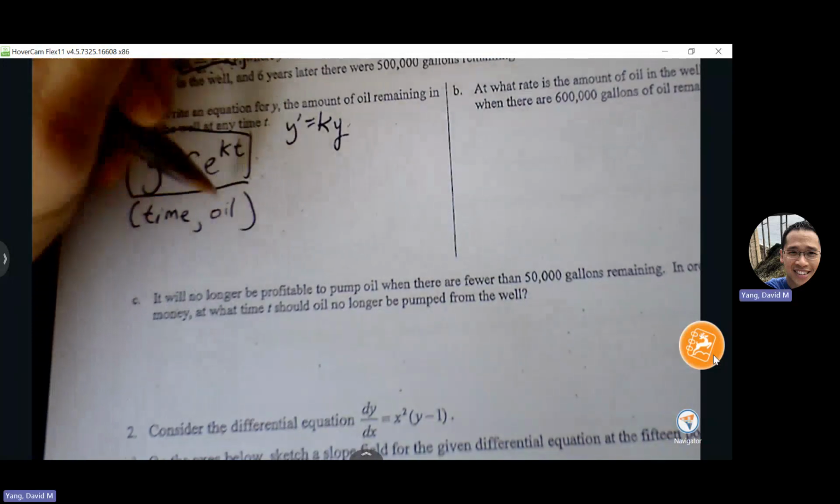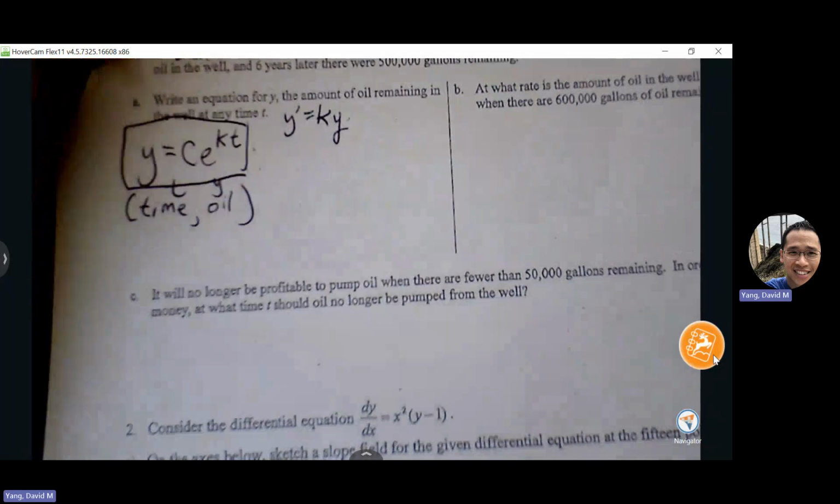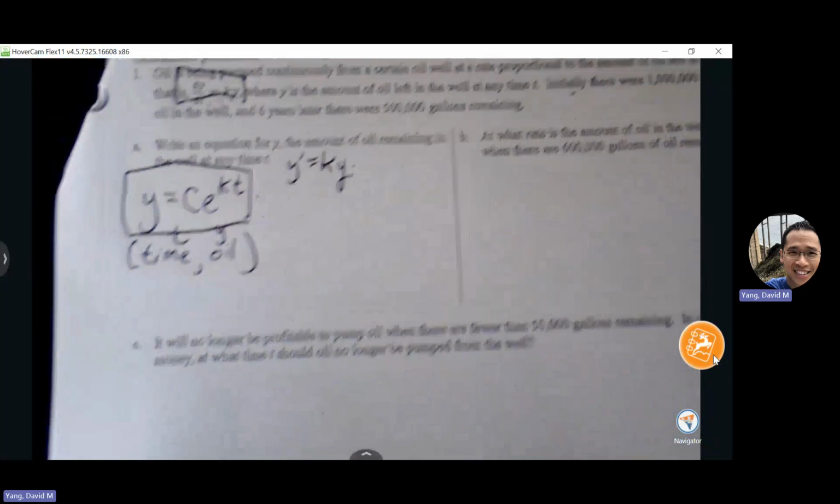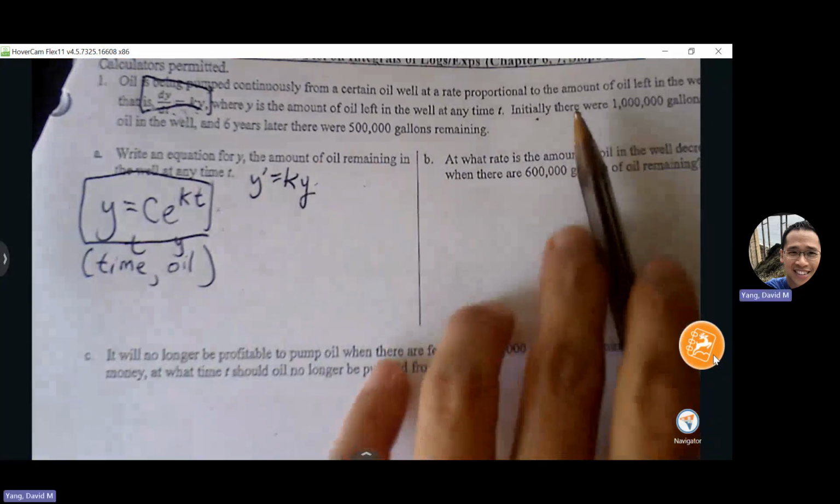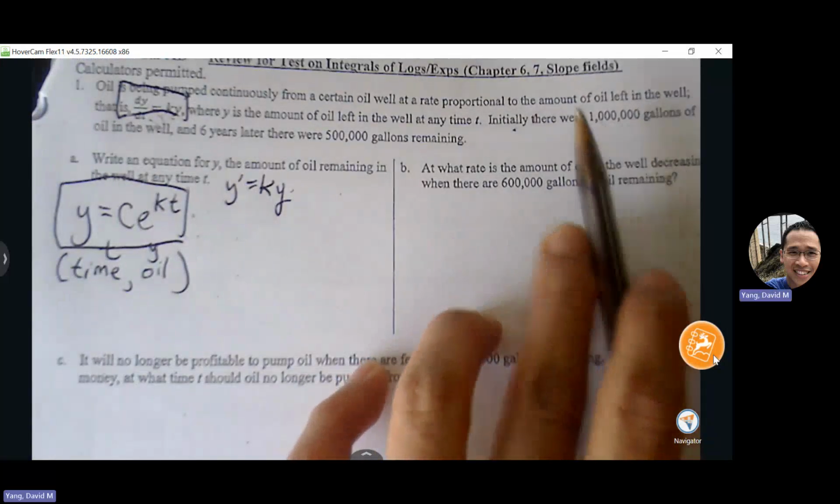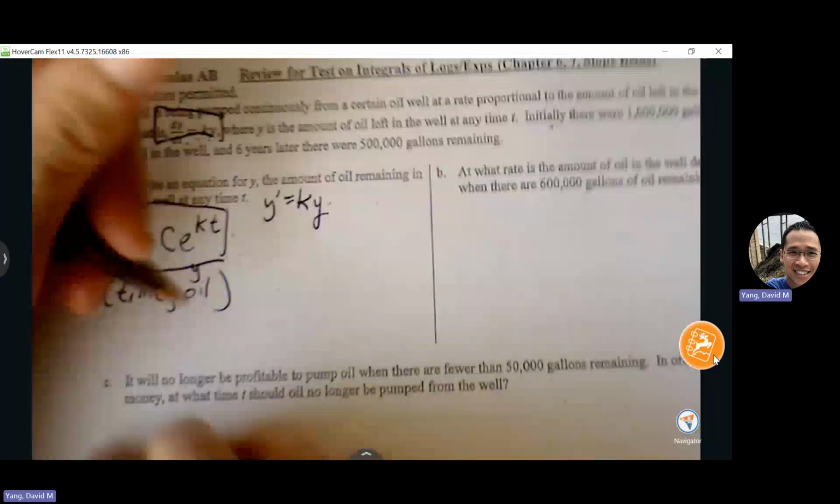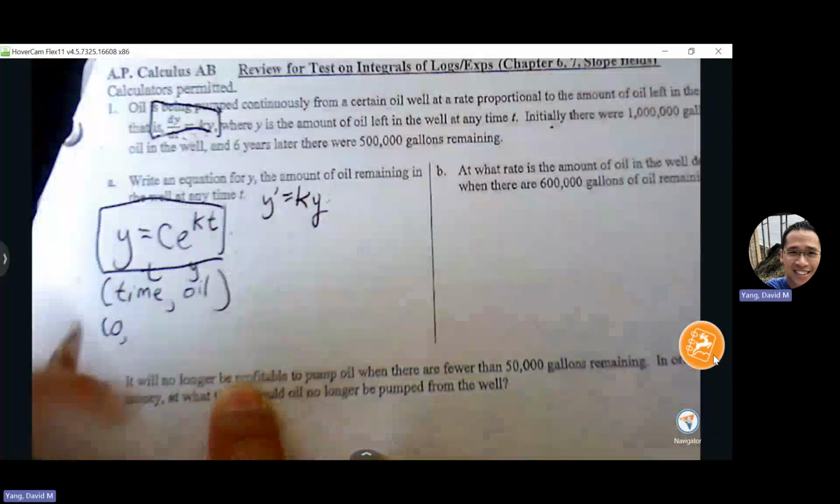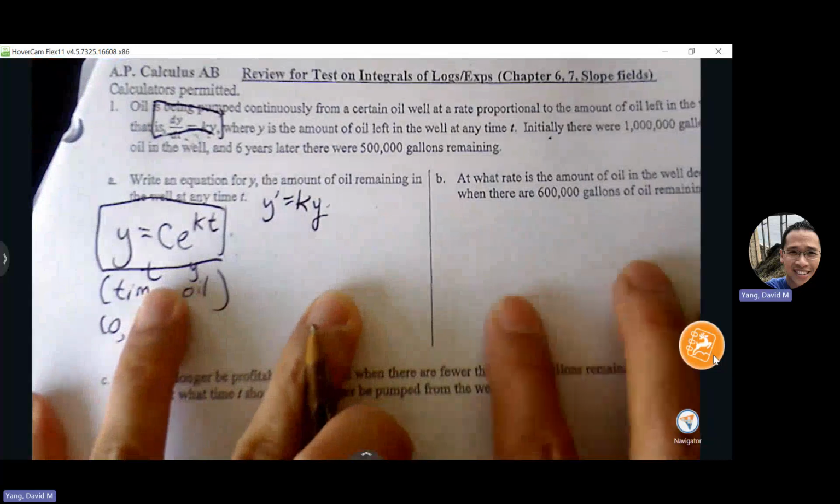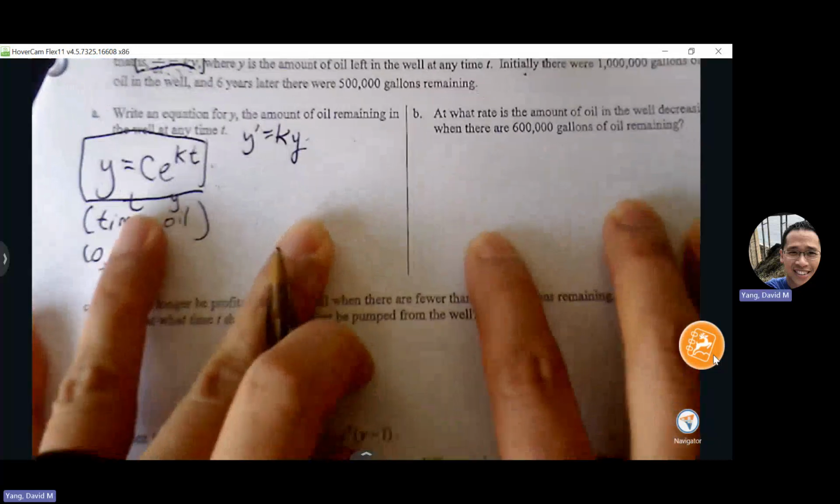And then for oil, we're going to use the variable y here. So t for time, y for oil. It says initially there's 1 million gallons of oil. So what ordered pair can we create there? Yep, (0, 1 million). I'm going to use both spaces here so we feel like we have enough space for part B.